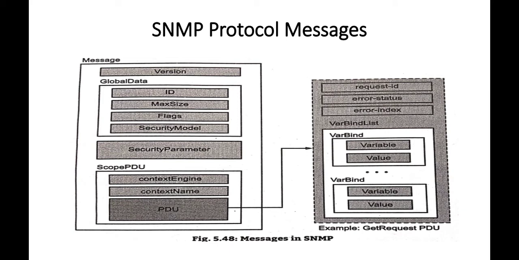Then the next one is the scoped PDU. The scoped PDU contains simple data types and the actual PDU. The actual PDU consists of the context engine, context name, and protocol data. There are various protocol data units that we already discussed.